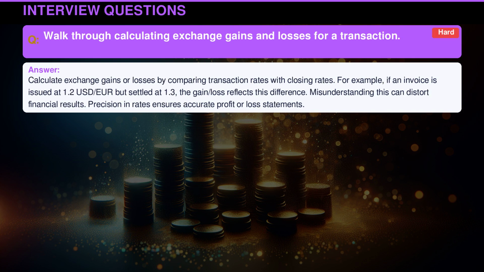Calculate exchange gains or losses by comparing transaction rates with closing rates. For example, if an invoice is issued at 1.2 USD per euro but settled at 1.3, the gain or loss reflects this difference. Misunderstanding this can distort financial results. Precision in rates ensures accurate profit or loss statements.